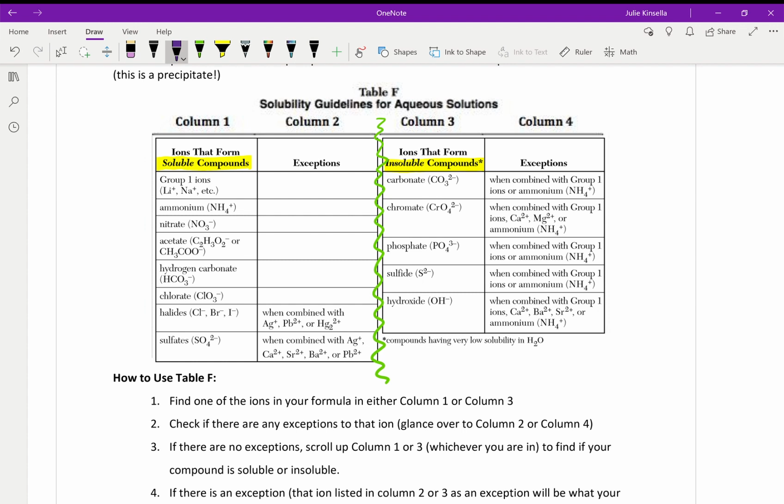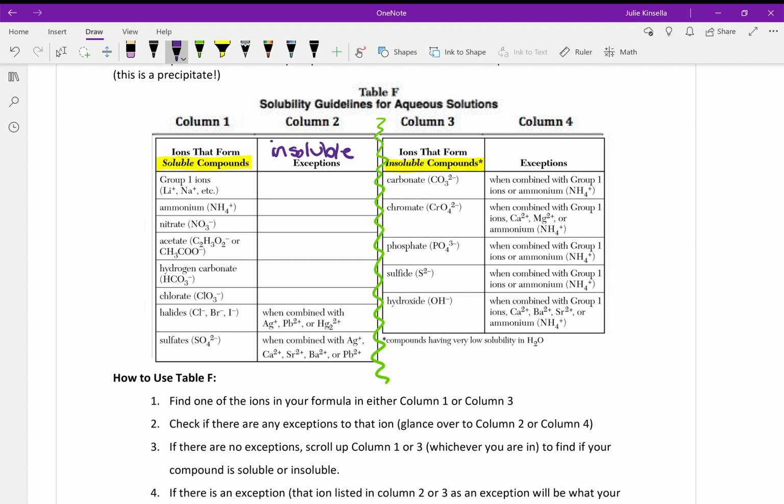On the right-hand side, under column 3, these are negative ions that will normally form insoluble compounds. When we say insoluble, we're talking about very little solubility in water, but mostly in the Regents they'll talk about it in terms of insoluble. Column 1 ions all form soluble compounds, but there are exceptions. For the halides and the sulfates, if they are with one of the positive ions listed, the exception is that it's going to form an insoluble compound.